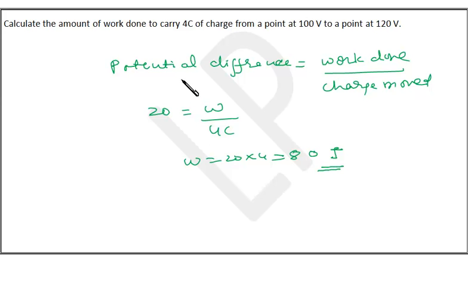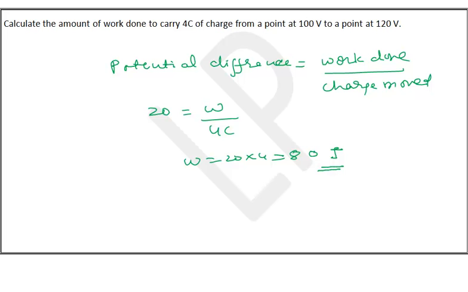I just repeat it once again. Potential difference between 2 points is what? 100 volt to 120 volt, that's 20 volt, right? And the charge is 4 coulomb. So potential difference is equal to work done by charge moved. So W, we have to find out, that's the work done. Potential difference is 20 and charge moved is 4 coulomb. So W is 20 into 4, that's 80 joule.